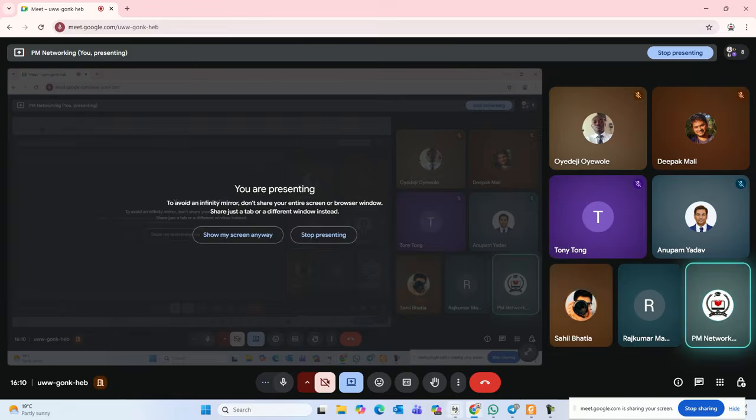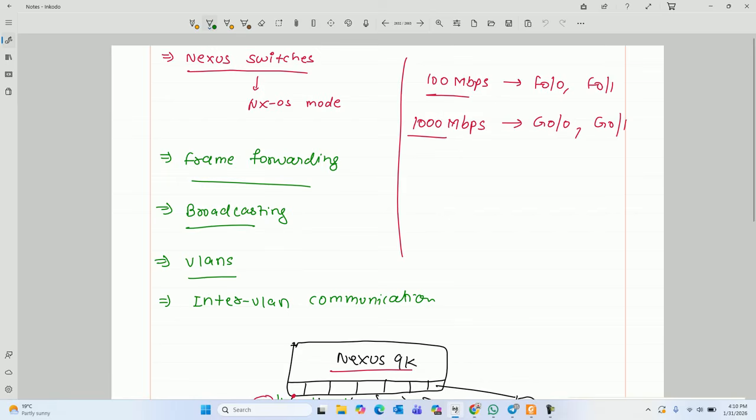Yes. So see, for the first time, we always access the switches using the console port. No, see, console port is available on all types of devices, either fabric or non-fabric. You will always see a console port.